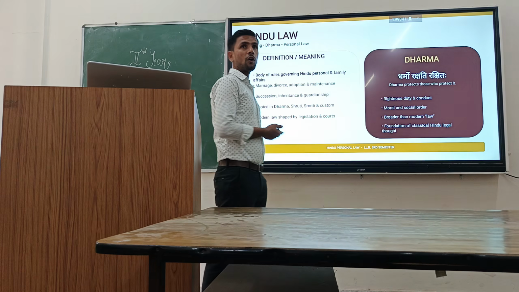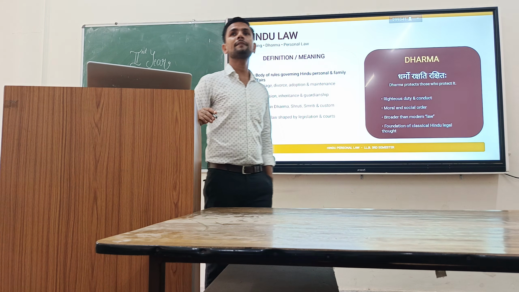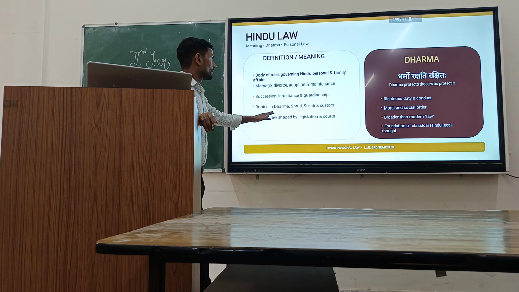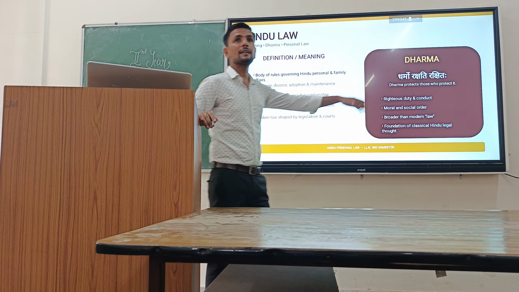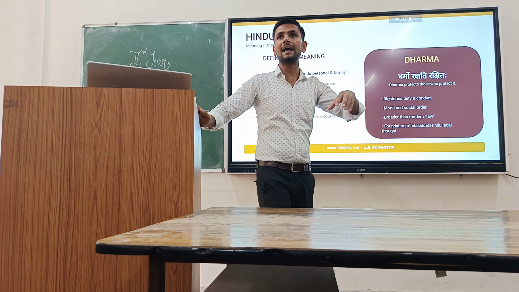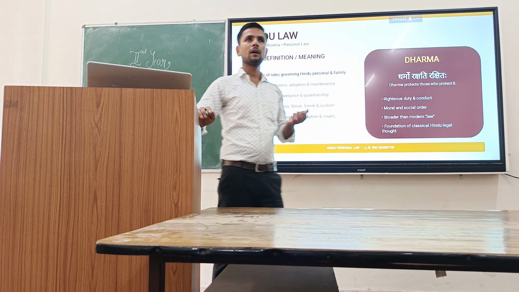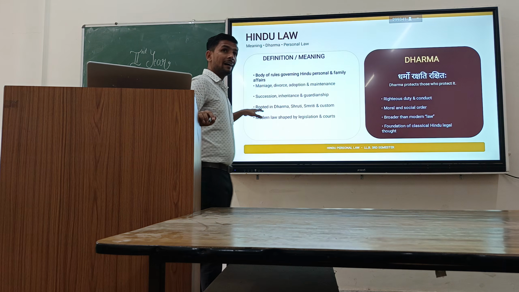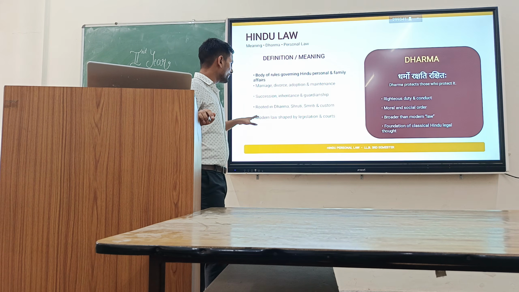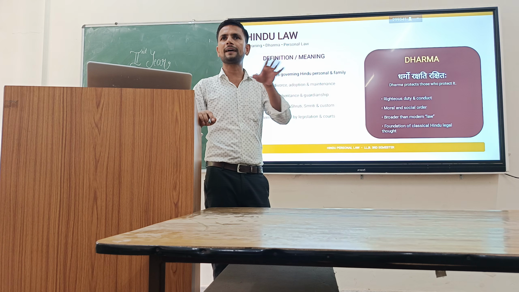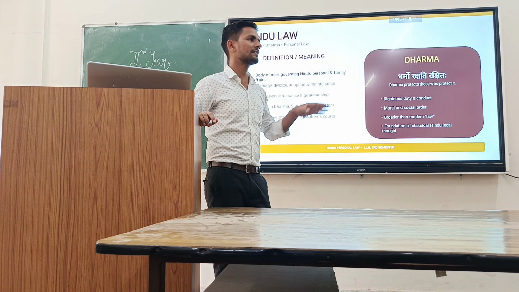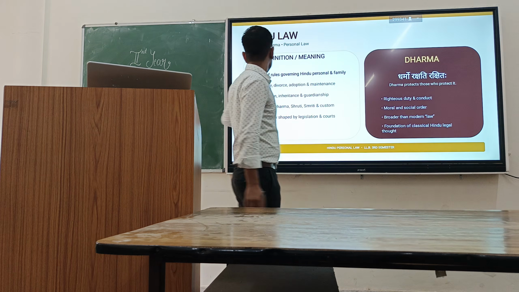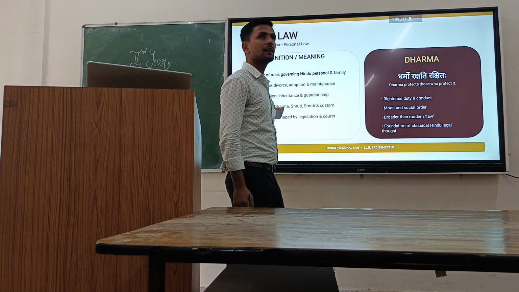Before being codified in 1955 and 1956, Dharma, Shruti, Smriti and custom were the sources of our Hindu law, and justice was given on the basis of those. From those sources modern codified law, the Hindu Marriage Act, Hindu Succession Act and others, has been codified. So one main term here is Dharma.